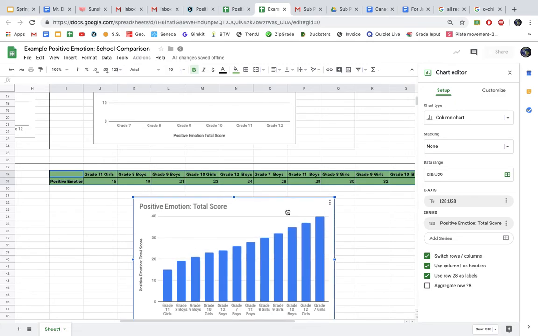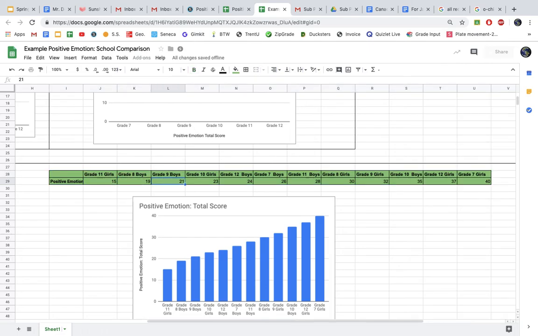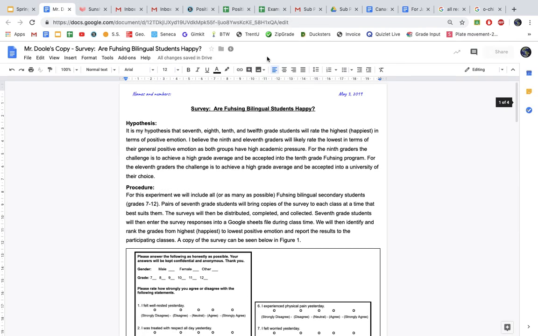So there it is. You guys know what to do. It's time to do it with the real data, not Mr. Duell's hypothetical data, and put it into your scientific experiment document like this one I have here.